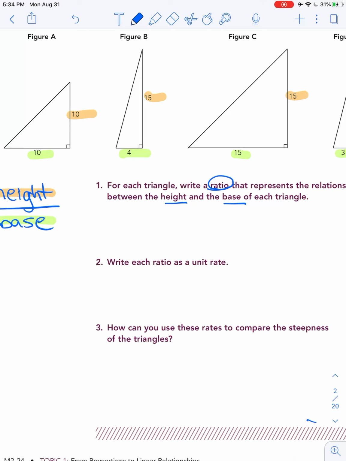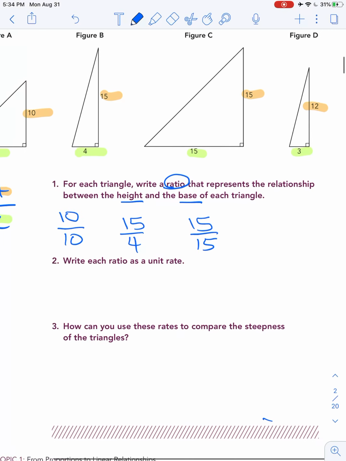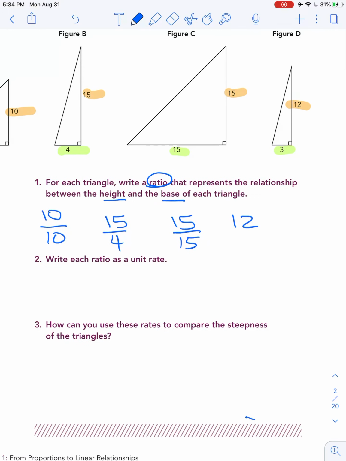So if I'm looking at each one of these, the first one, I'm going to have 10 over 10. The second one, I would have 15 over 4. The third one, 15 over 15. And last but certainly not least, 12 over 3. Because all it did was say the ratio. We didn't have to find the rate of change.